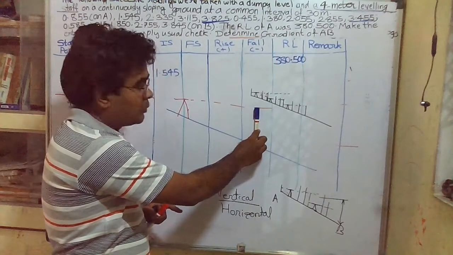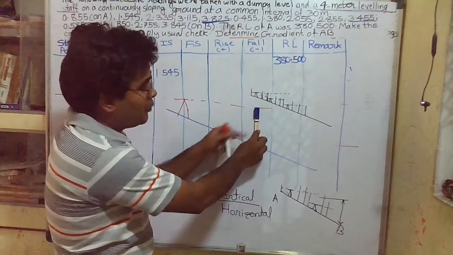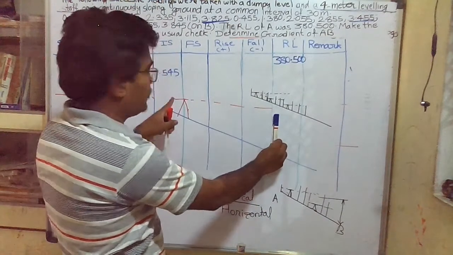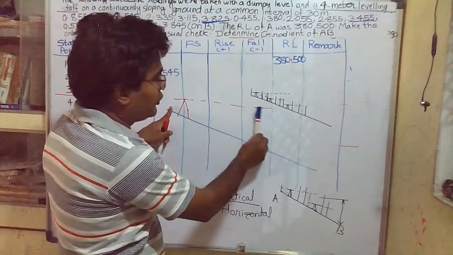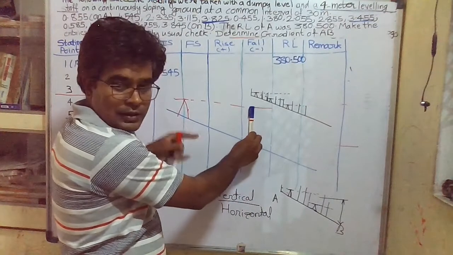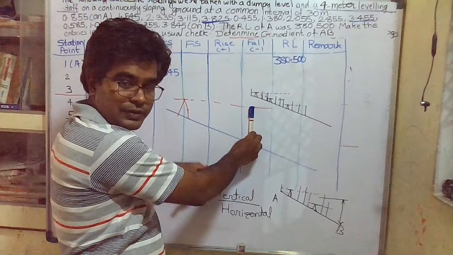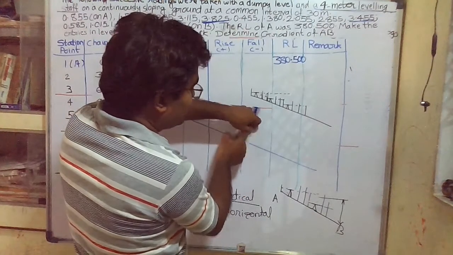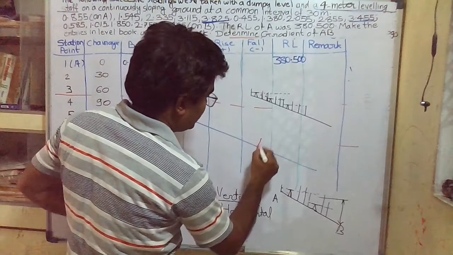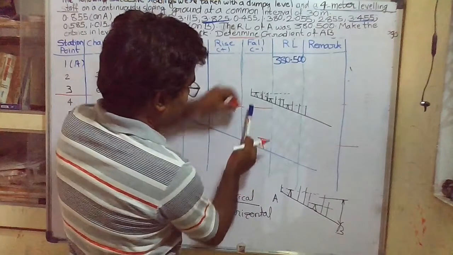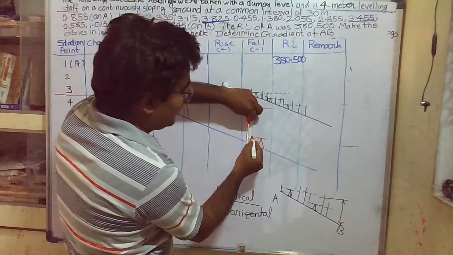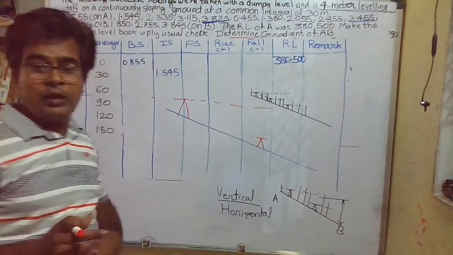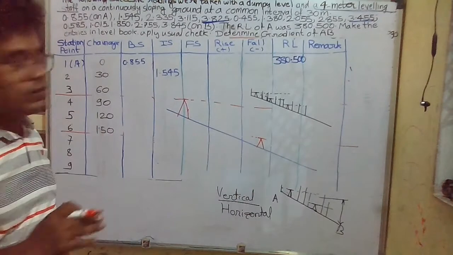Up to this level. But what will happen if I move to the next point? Can I observe a reading from this point? No. So my last point is here. As it is continuously sloping ground, the reading is continuously increasing. So when the reading reduces, that is when I take the change point. After taking the change point, I take a reading here again, and my reading is reducing. So where the reading gets reduced, that is the change point.